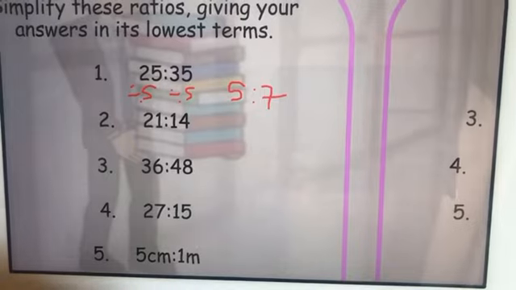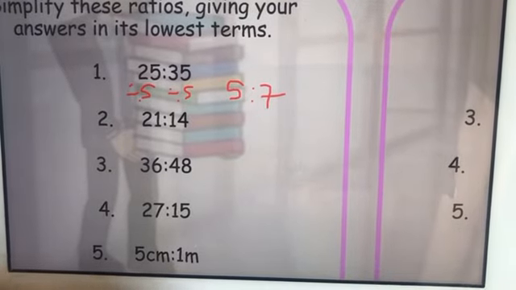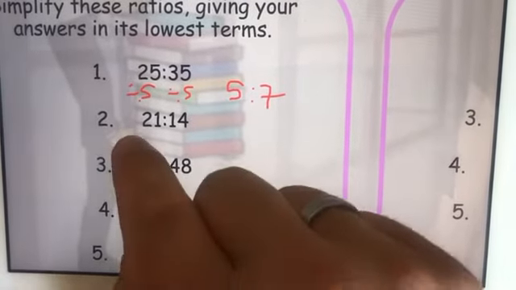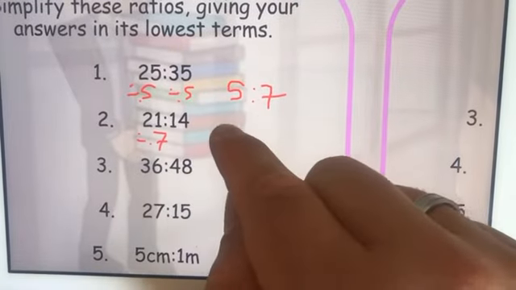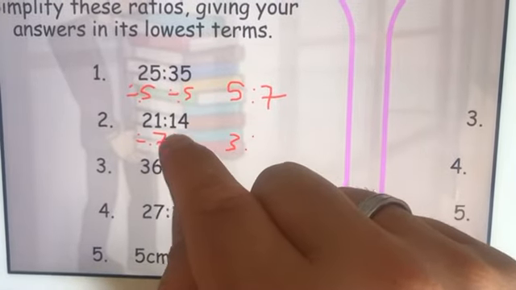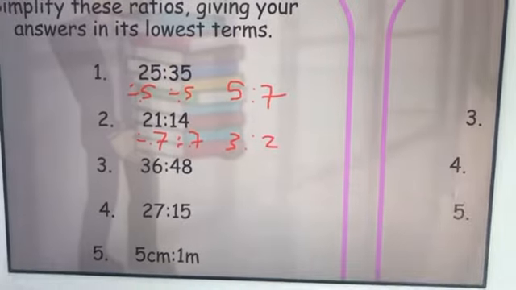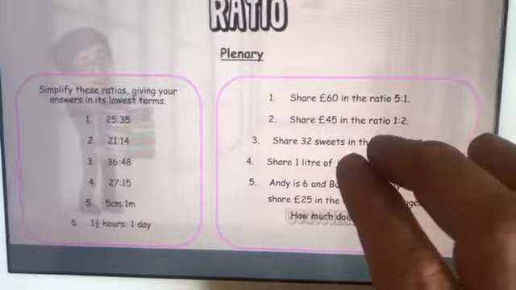Similar thing on the next one. Okay. 2 doesn't go into both. 3 doesn't go into both. 5 doesn't go into both, but 7 does. 21 divided by 7 is 3. 14 divided by 7 is just 2. 3 to 2. Very straightforward. If you got those, give yourself a pat on the back.